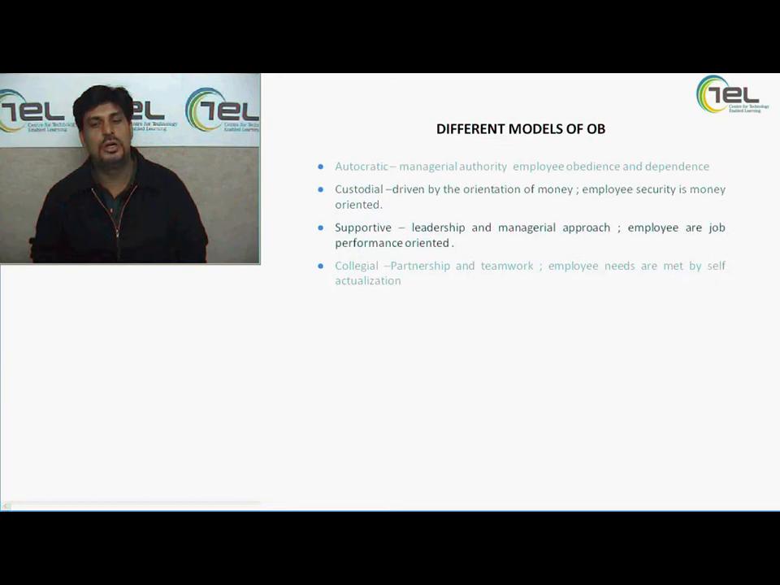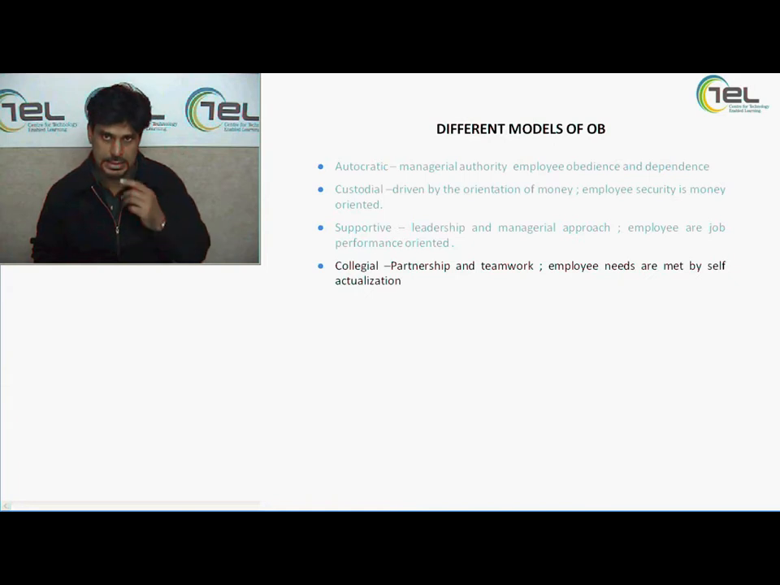The third type of model is the supportive model. Here it is a leadership and a managerial approach which is adopted. The employees are job performance oriented. They are supported to execute their jobs and they try to enhance and put in the work which is theirs. The last is the collegial, which is a partnership and a teamwork aspect. Employees' needs are met by self-actualization.